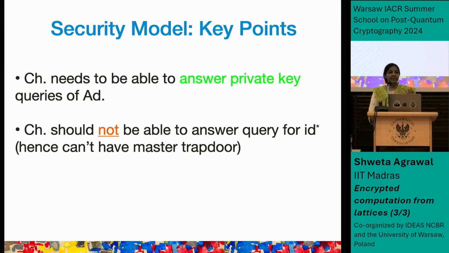So the challenger, obviously we saw in the previous slide, does need to answer queries for other identities because the adversary can legitimately request them, but it should not be able to answer it for ID star. Why is that? Any thoughts? They could just decrypt the challenge ciphertext. Exactly.